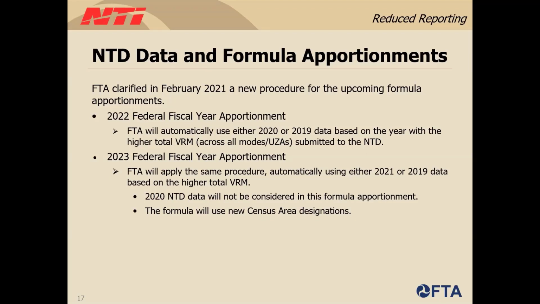The 2023 apportionment will be very similar. FTA will use either 2019 or 2021 reported data, whichever has a higher total VRM. Like last year, you can request that FTA use the year with the lower VRM if you believe other factors will make that the better year. Please note, the 2023 apportionment will be based on the new 2020 census.